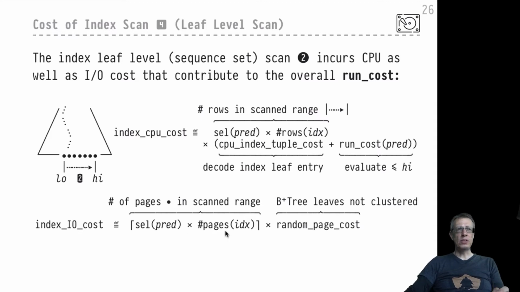Here we rather pessimistically assume that the pages that make up the B plus tree leaf level are not clustered. So this is not about the clustering of the heap file. This is about the clustering or the access of the pages that hold the B plus tree index leaf level. We pessimistically assume that these are not sequentially allocated on the secondary memory device, and thus account with random page cost here. All right, so that would be the leaf level scan.